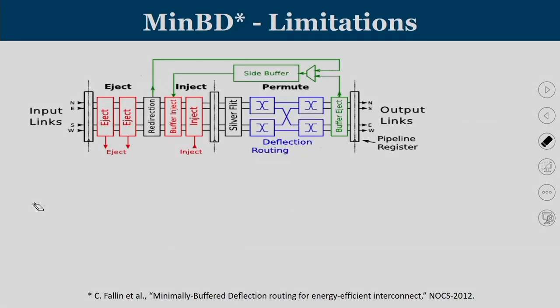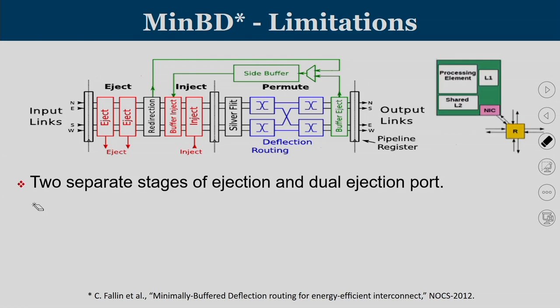Now, let us see what the limitations of this MinBD architecture are. This is the conventional diagram of MinBD. Here you have two separate stages of ejection. What do we mean by two separate stages of ejection? That will lead to a dual ejection port. What you see on the right side of the slide is the way a router is interfaced to a tile. Dual ejection port means we have two ports to connect from the router and one port to connect from the tile to the router.